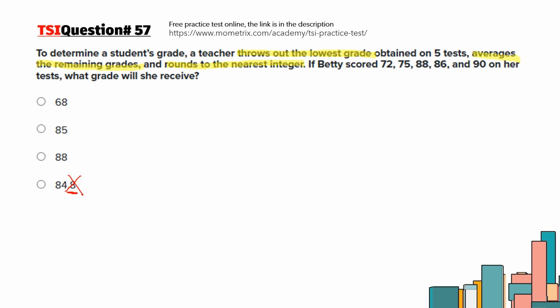Now we can list out the 5 scores in order. We will have the smallest first, which is 72. Then we have 75, then 86, then 88, then 90. So the first task is to throw out the lowest grade, which is this one.